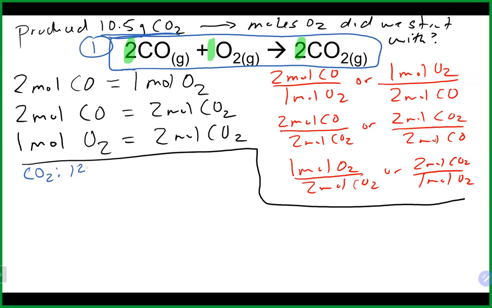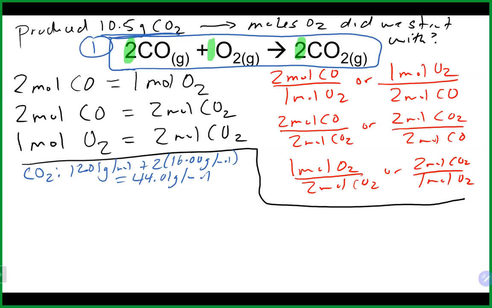There's 12.01 grams per mole for carbon. And there are 2 oxygens, each at 16 grams per mole. And that's going to give 44.01 grams per mole, I hope. I'll grab my calculator and confirm. Yeah, all right.